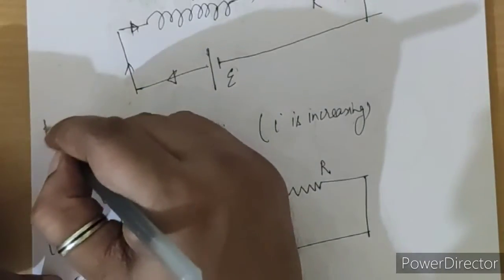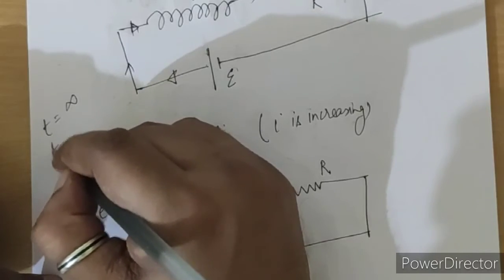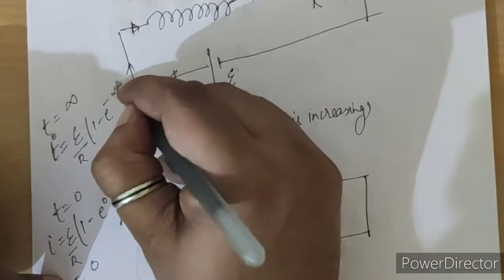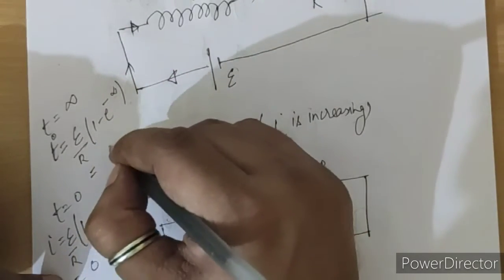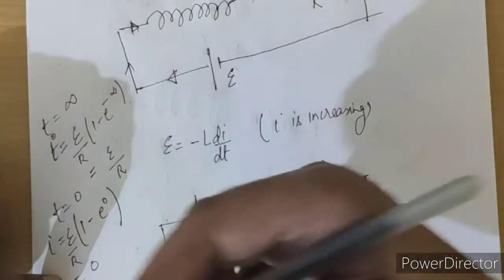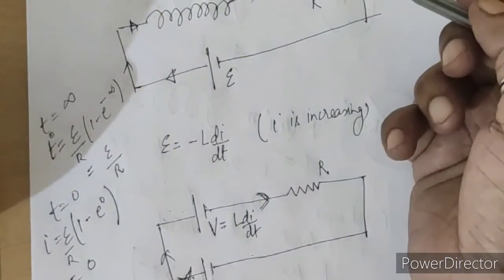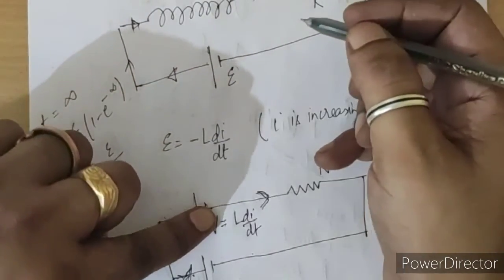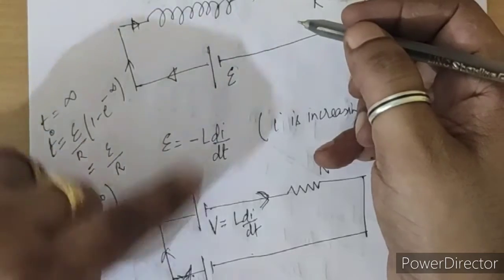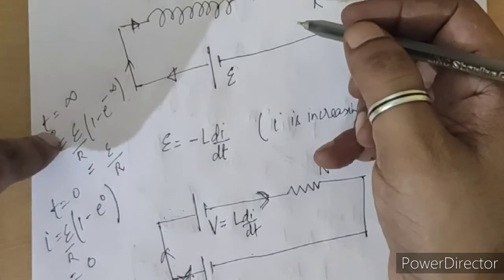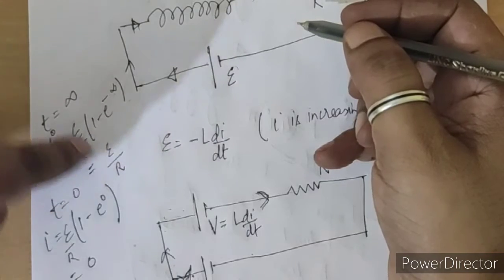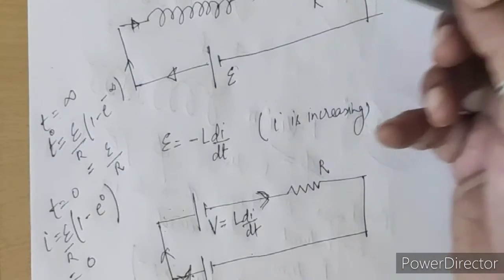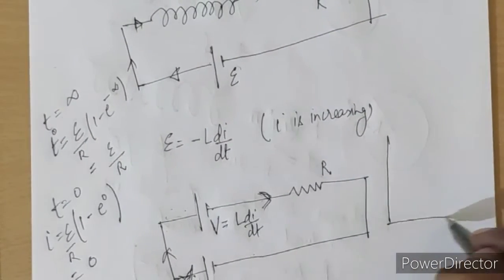At time t equal to infinity, I will be equal to E by R times 1 minus exponential of minus infinity. Exponential of minus infinity is 0, so it will become E by R. So at t infinity, after a long time, the current will become E by R. If there was no inductor, it would be E by R immediately. But if you have an inductor along with the resistance, then it takes a very long time, maybe many time constants, to achieve at least 99% of the E by R value.